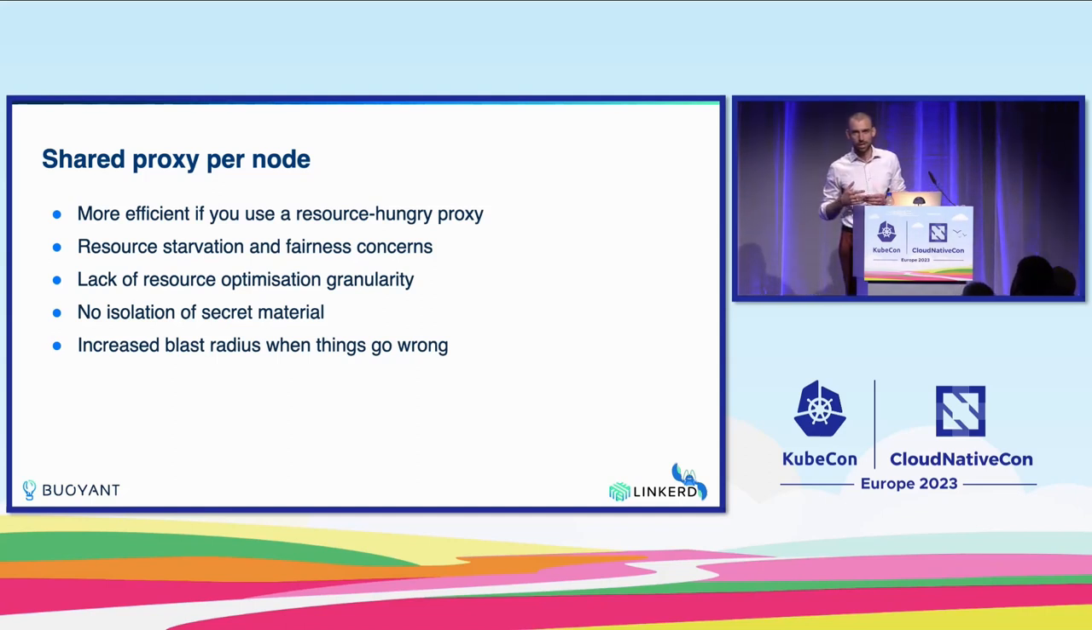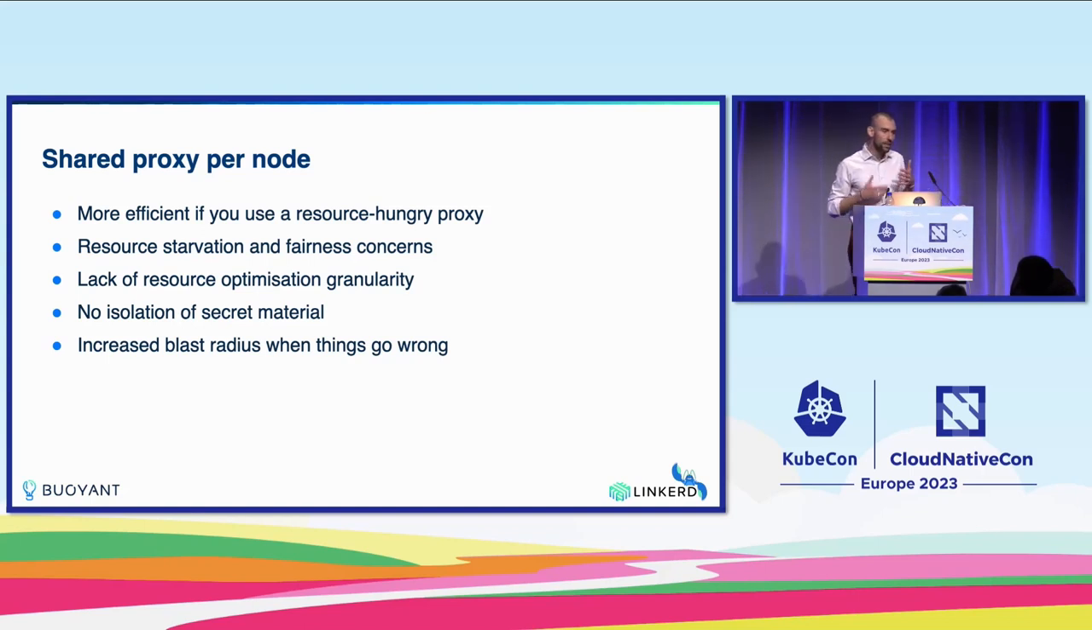If you adopt this model, you need to be aware that you might end up in a situation where, on a single node, there is, for example, a pod that uses a lot of the resources of this proxy and effectively starves the other pods of resources. So you end up with noisy neighbor problems that you can't really deterministically account for, because you're at the mercy of the Kubernetes scheduler.